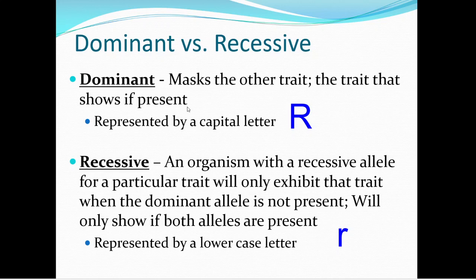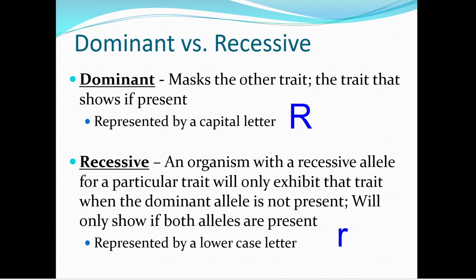And then we have two other things that we talk about. Dominant basically masks the other trait; it's the trait that shows if it's present, and we always represent it with a capital letter. That just means no matter what letter is with it on the other chromatid, it is the one that is seen. And then there's recessive.